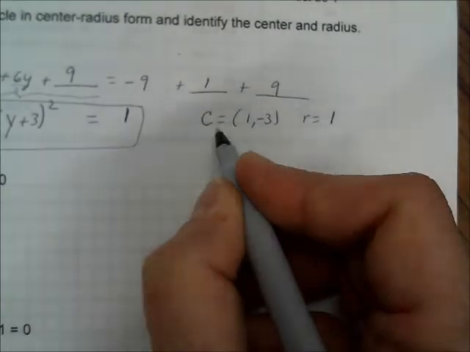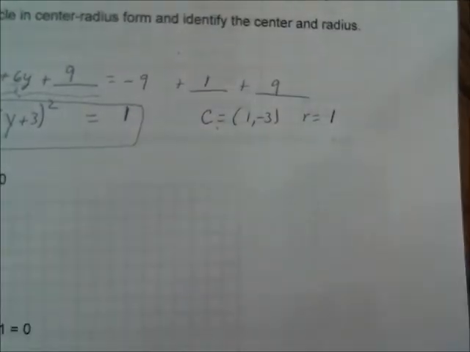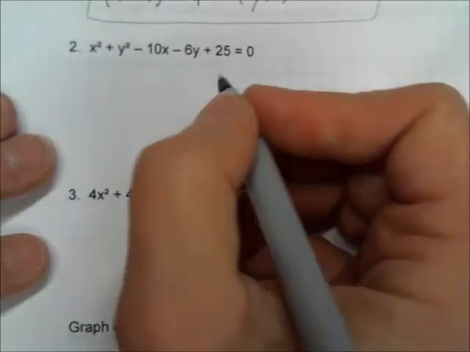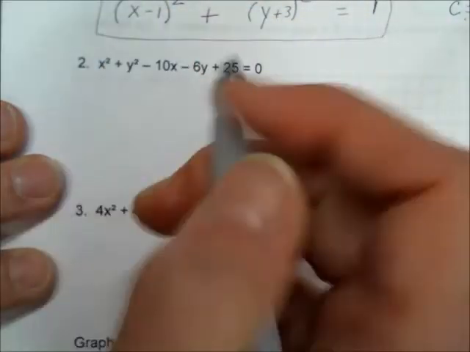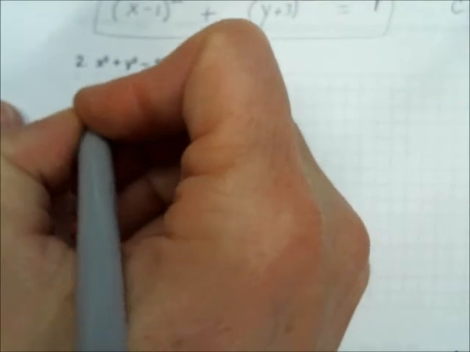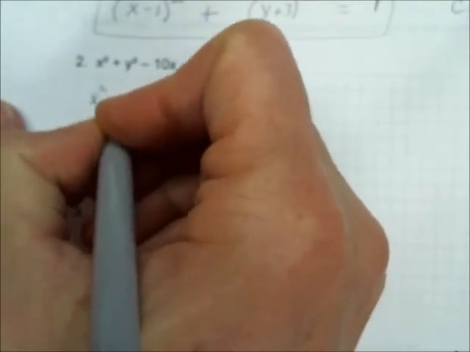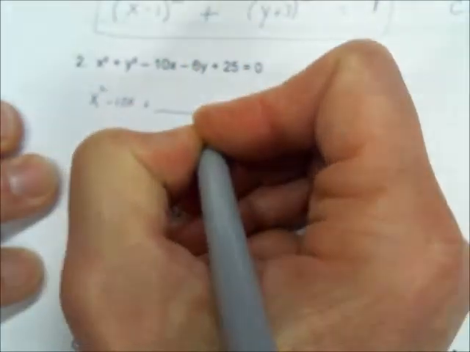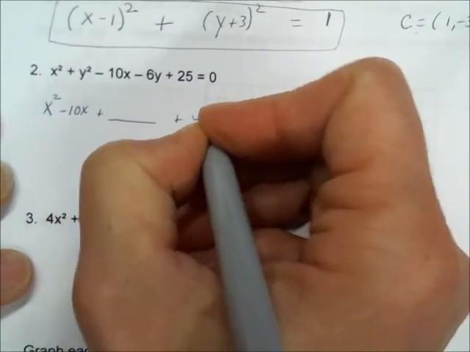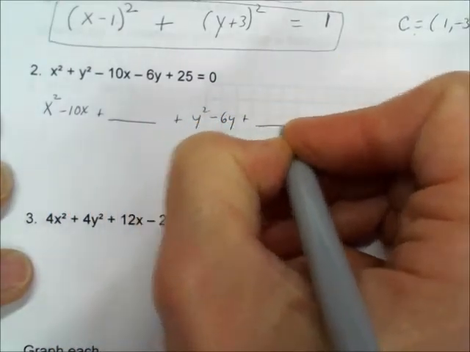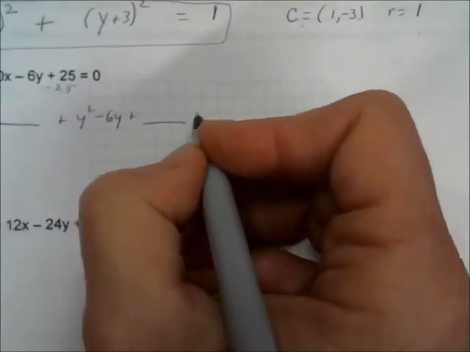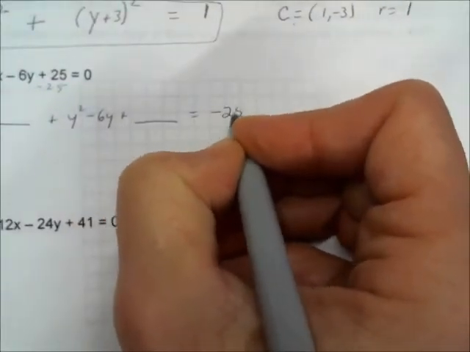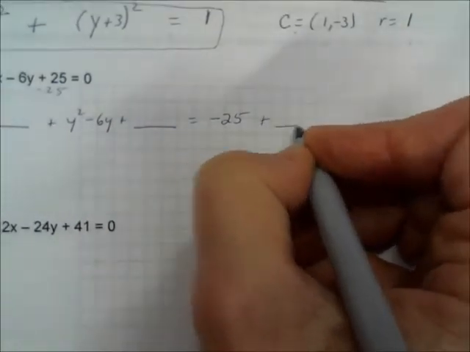And here's the center, and here's the radius. Example number 2. Remember, the first step is we have to rearrange these. We're going to switch those two, the y squared and the minus 10x. So it's going to be x squared minus 10x plus blank plus y squared minus 6y plus blank. And then this 25 has to be subtracted, and so you do a negative 25 over here after you subtract, plus blank plus blank. Complete the square.